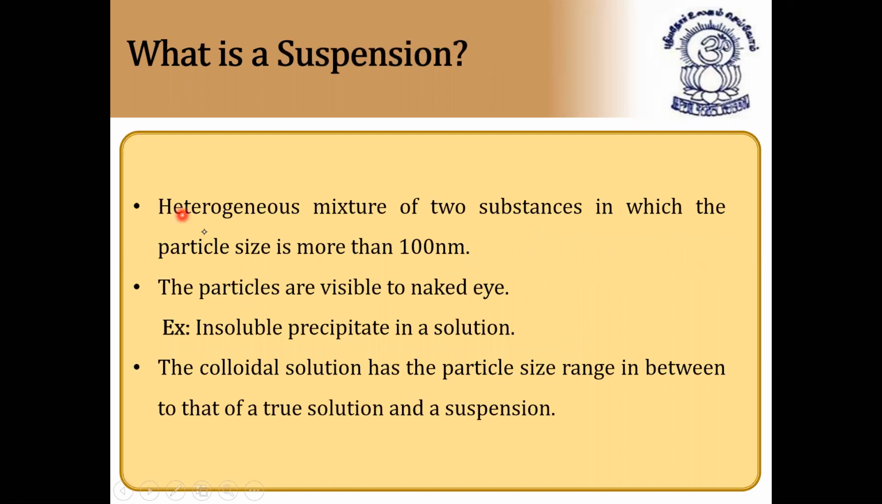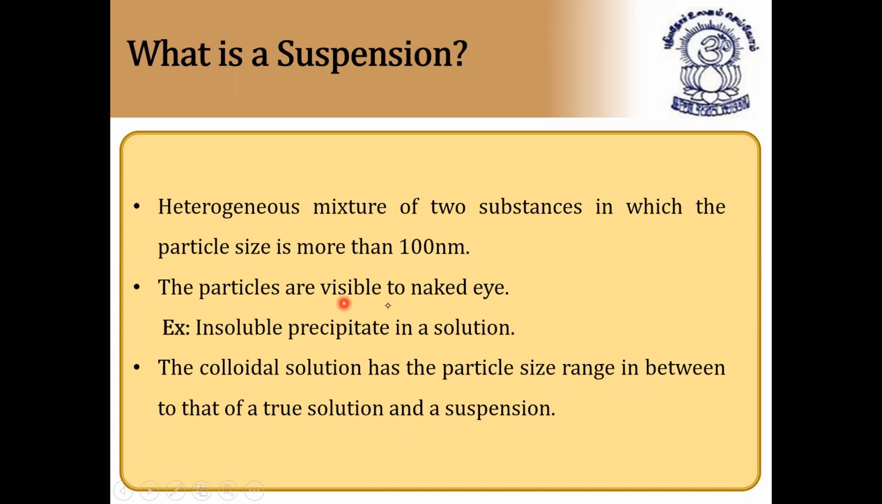Next, what is a suspension? A heterogeneous mixture of two substances in which the particle size is more than 100 nanometers. The particles are visible to the naked eye. It is an insoluble precipitate in a solution. If you take a solution, whatever the precipitate is, that is the suspension. So the colloidal solution has a particle size range in between that of a true solution, that is 1 nanometer, and a suspension, that is 100 nanometers.